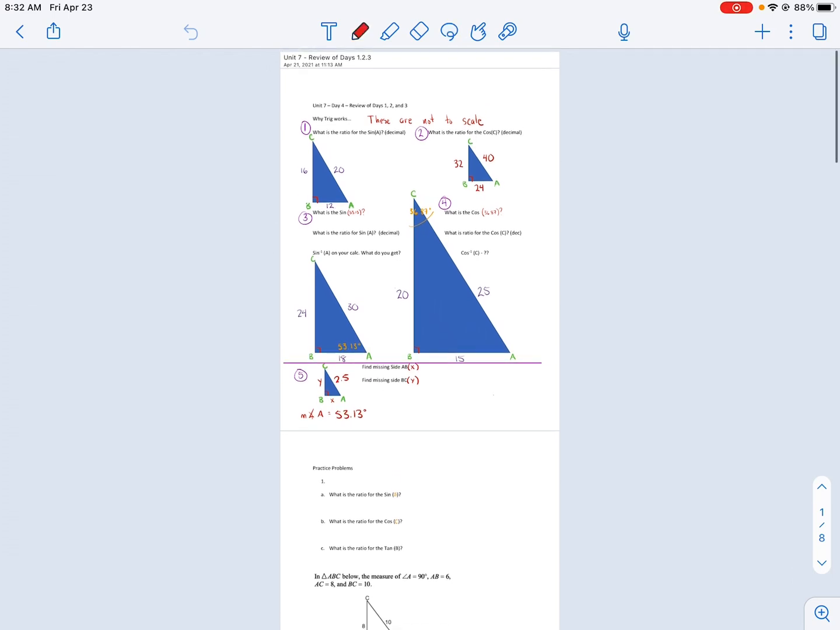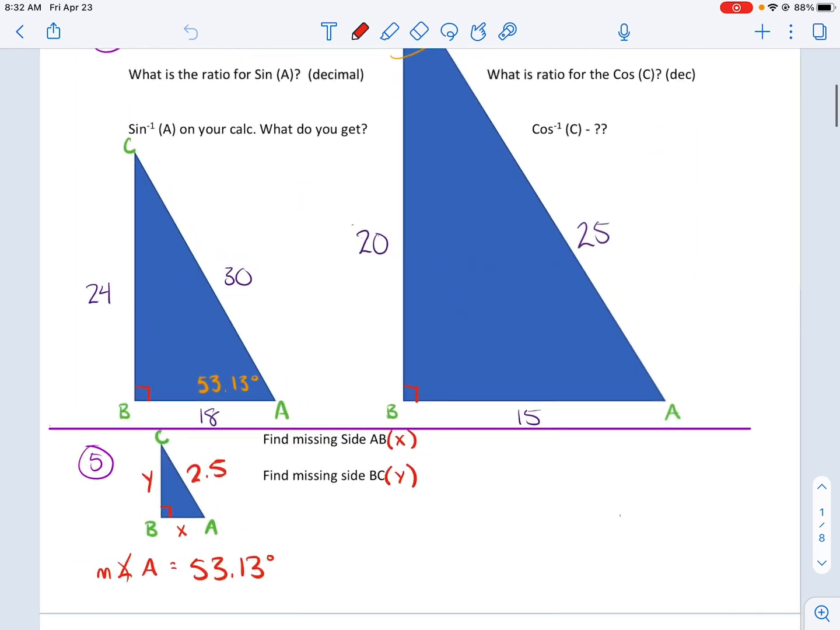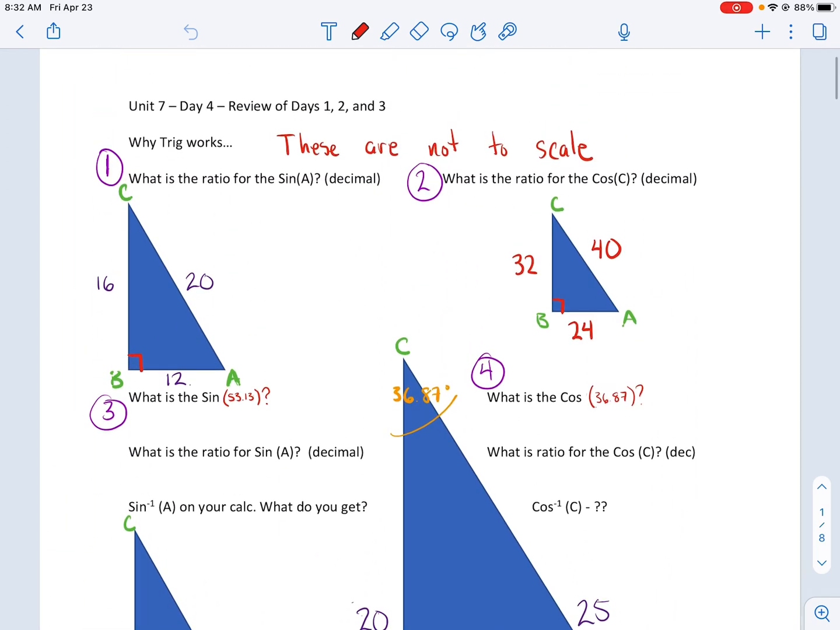Okay, so let me zoom in here if I can. There we go. All right, so today's lesson is going to be just sort of trying to tie in days 1, 2, and 3. All the concepts and material brought up in those lessons are going to hopefully get tied in here, and hopefully when you're done with this lesson, you have a better idea of how trig works, okay?